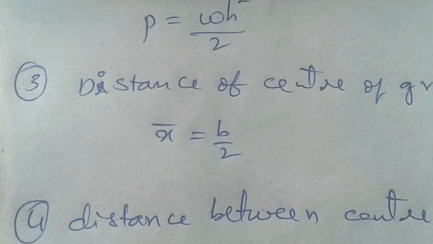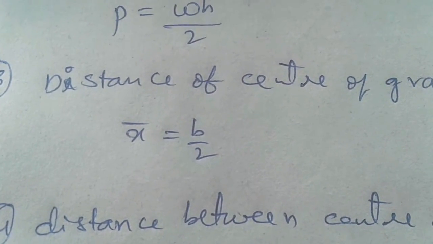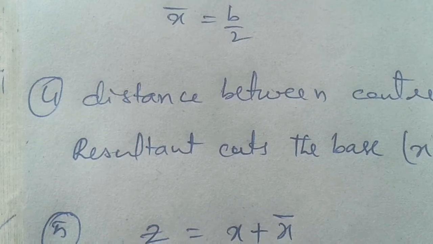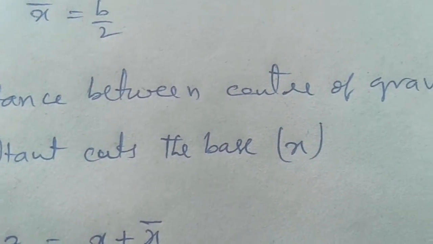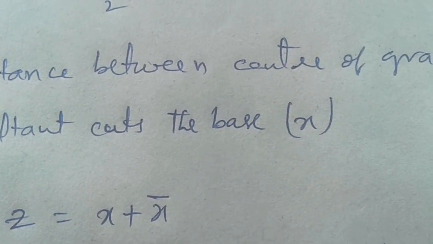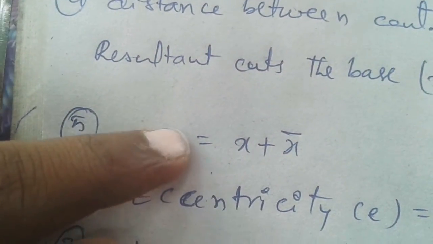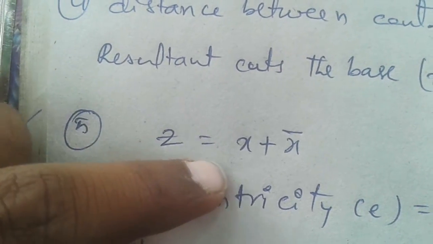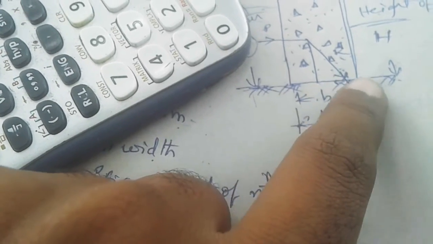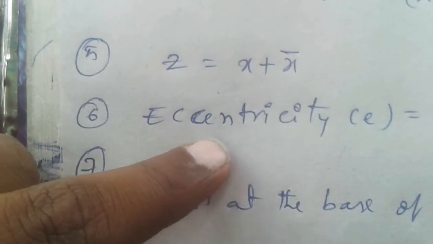Third point, the distance of the center of gravity: x bar equals B by 2, where B is the bottom width of the structure. Fourth, the distance between the center of gravity and where the resultant cuts the base is x. Now the fifth step: Z equals the section modulus, the distance from this point to this point, which is x plus x bar.